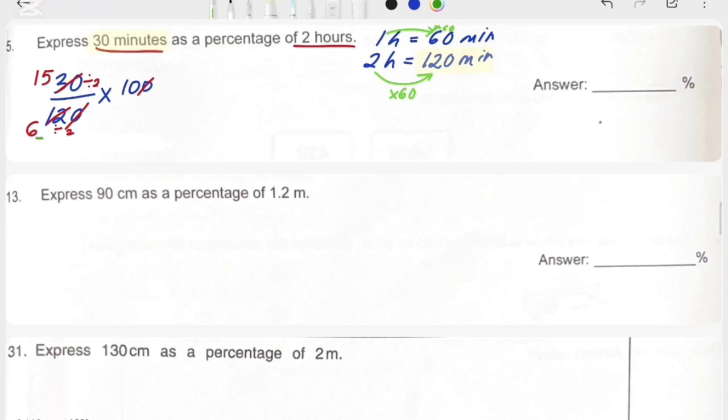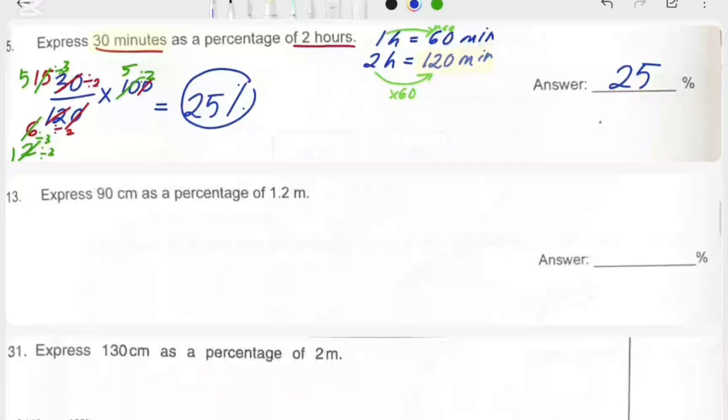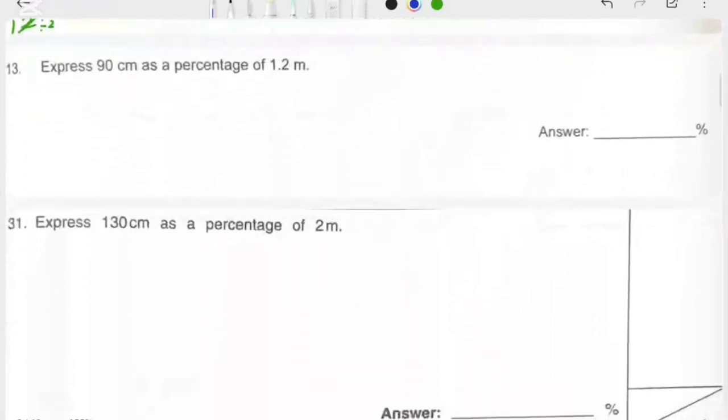Let's simplify further. 6 and 15 can be found in times table 3. 6 divided by 3 is equal to 2 and 15 divided by 3 is equal to 5. 2 and 10 can be found in times table 2. 2 divided by 2 is equal to 1 and 10 divided by 2 is equal to 5. So my fraction is now only left with 5 over 1 times 5. 5 times 5 is equal to 25. The answer is 25%. Let's go to the next question.